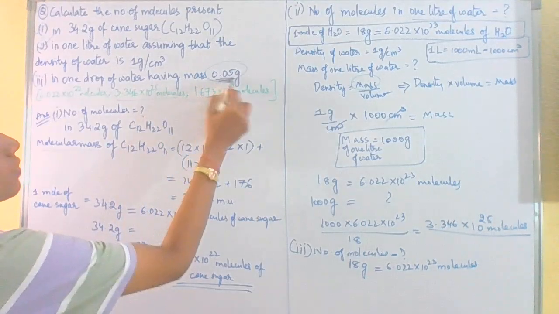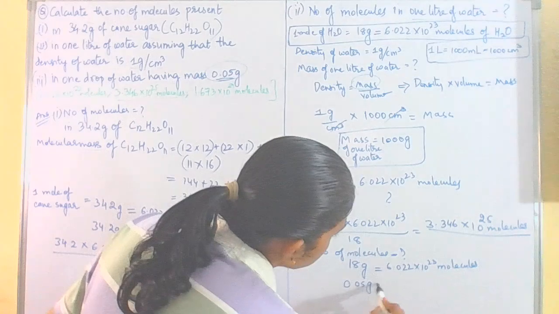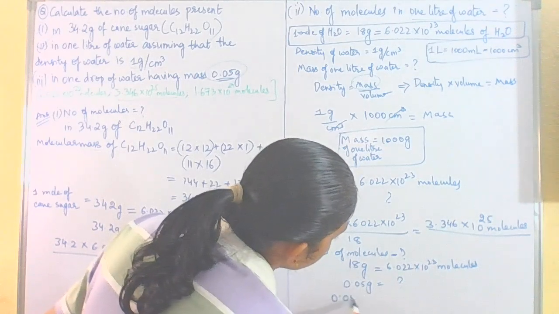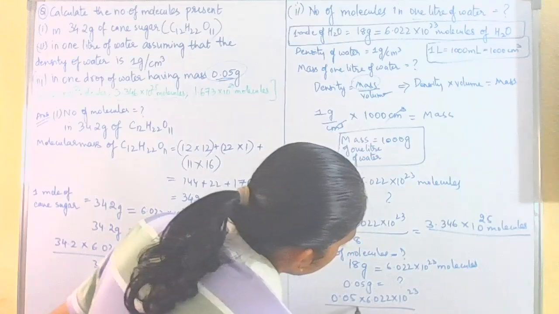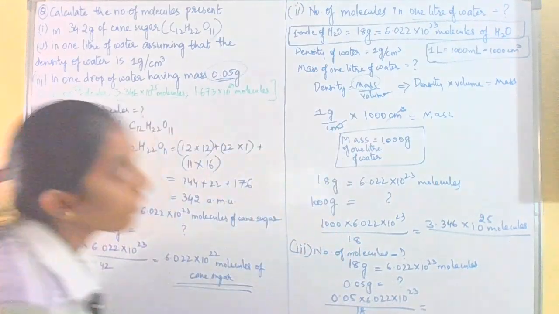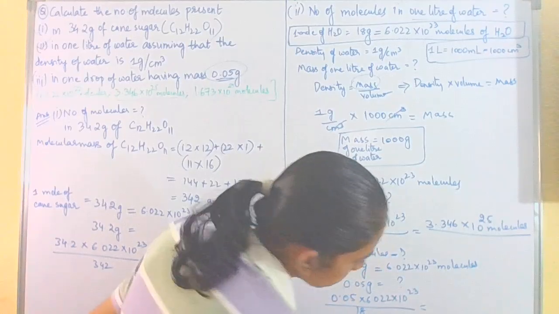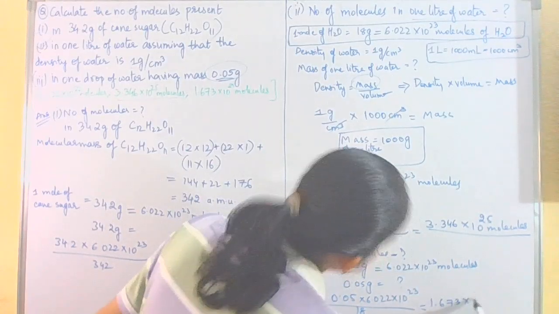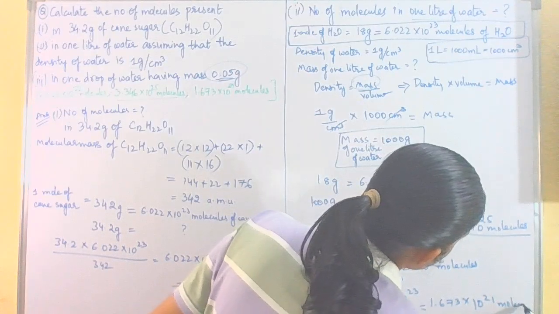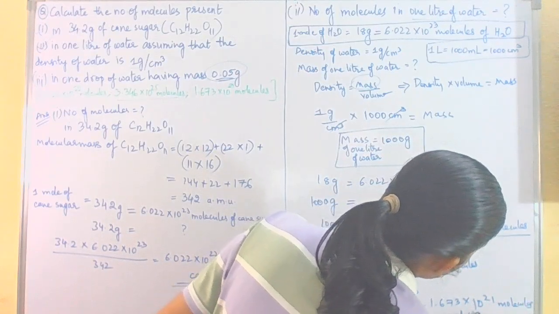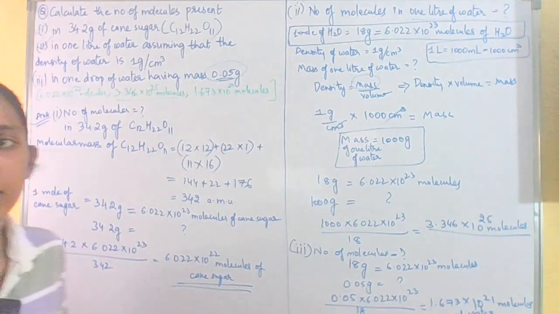Then for 0.05 grams, it is equal to 0.05 into 6.022 into 10 to the power 23 by 18. So the final answer will be 1.673 into 10 to the power 21 molecules of water. That is the final answer. You have to do the calculation part.